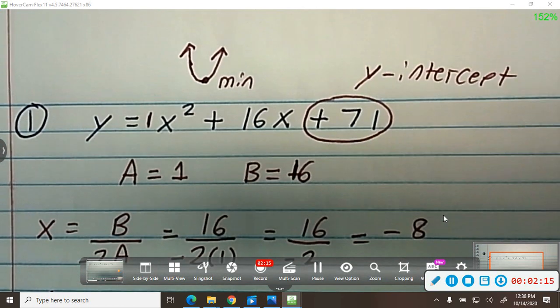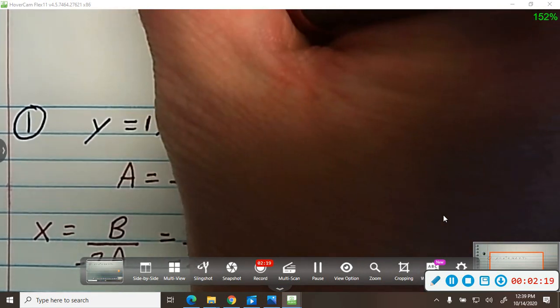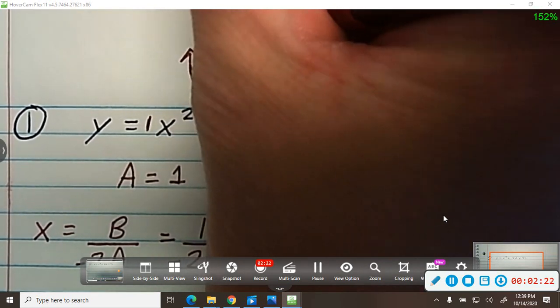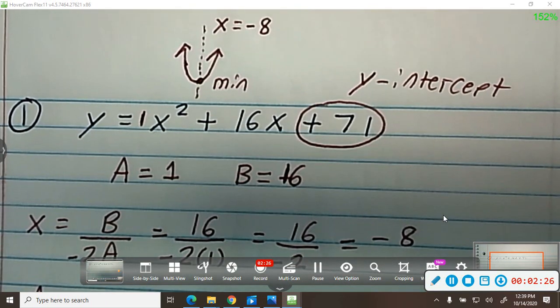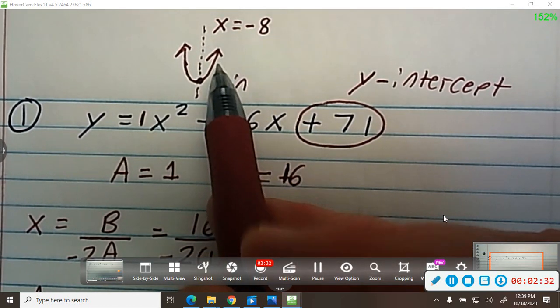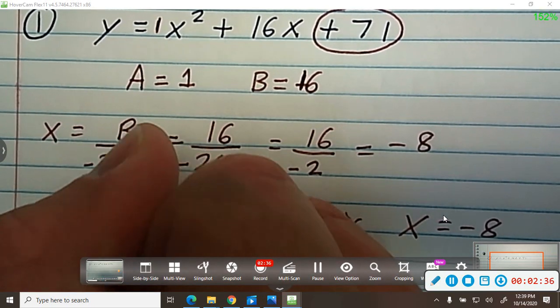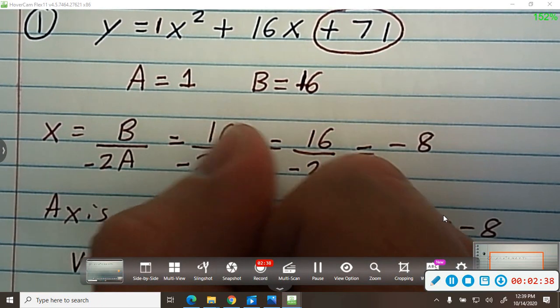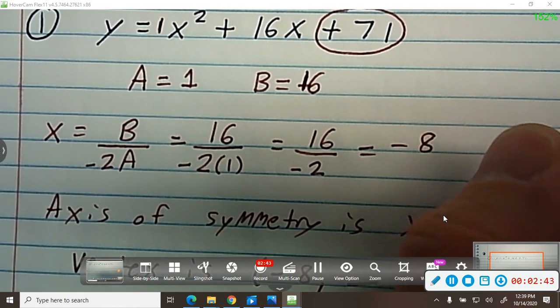Now what that means is on my parabola, the line that cuts it in half is at x equals negative 8. It's a vertical line. X equals is always vertical. That also means that the x value of the vertex is negative 8. So the vertex is negative 8 comma something.